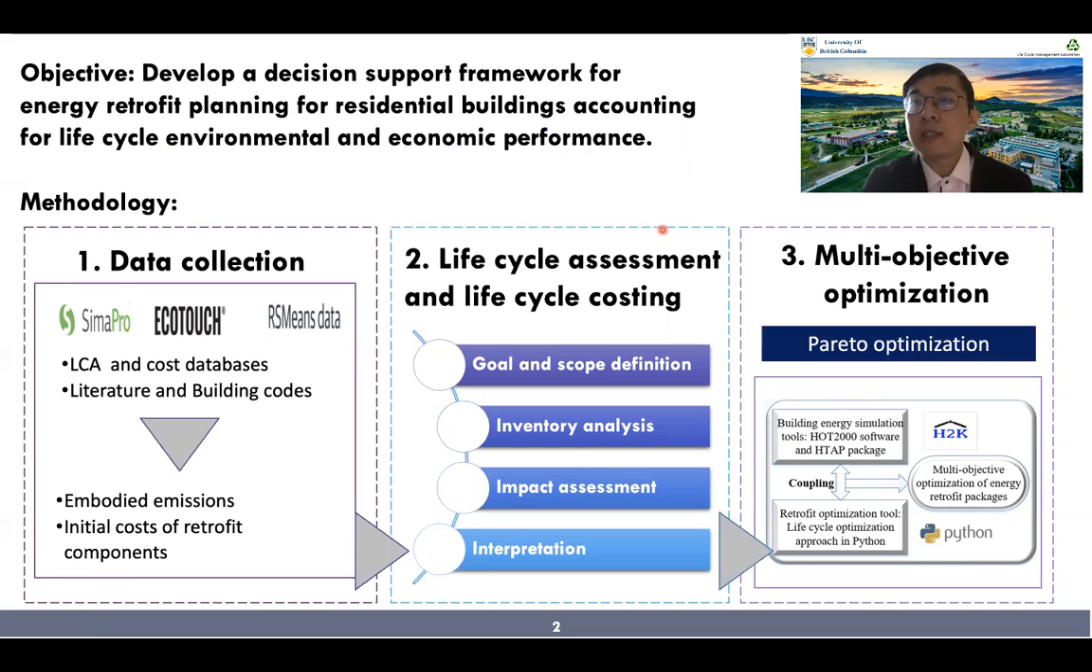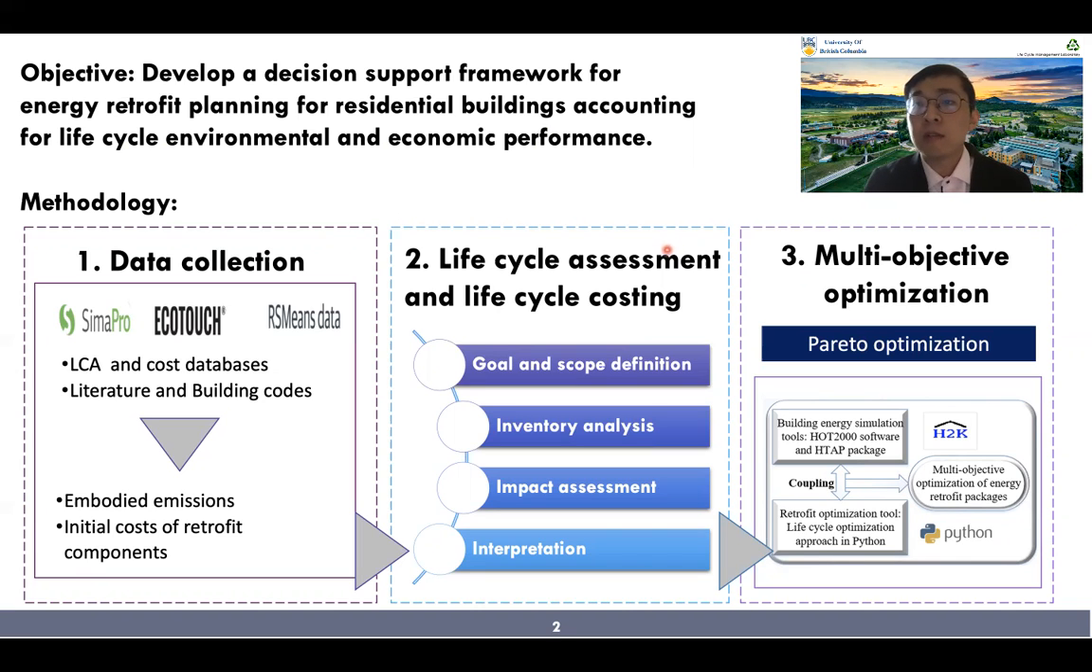However, the focus is on new constructions, and there are limited guidelines and policies available for the energy performance of existing buildings. Nevertheless, the energy consumption and the emissions of existing buildings are generally higher than new constructions because of deteriorating building materials and low-efficiency energy equipment. Therefore, it is important for us to reduce energy consumption and the emissions of existing buildings.